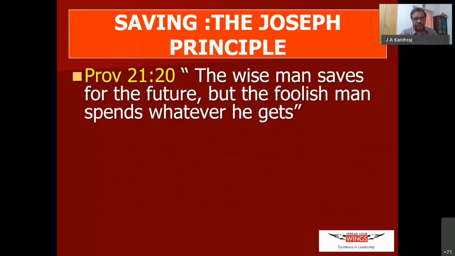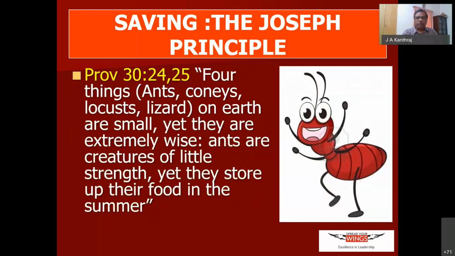The wise man said save for the future, but the foolish spends whatever he gets. Proverbs 30:24-25. See something beautiful on this screen, my dear friends. All the four things that are quoted there are ants, conies, locusts, and lizards. They're all insignificant, small creatures on earth, yet they are extremely wise. Ants are creatures of little strength, yet they store up their food in the summer. These small, insignificant creatures are teaching us a lesson that we need to set aside something for tomorrow.